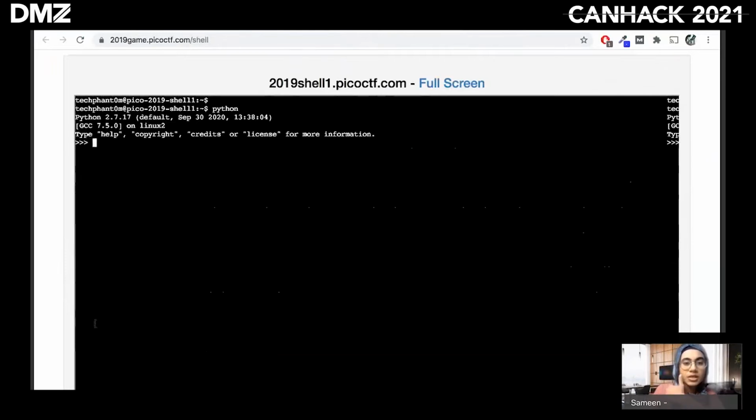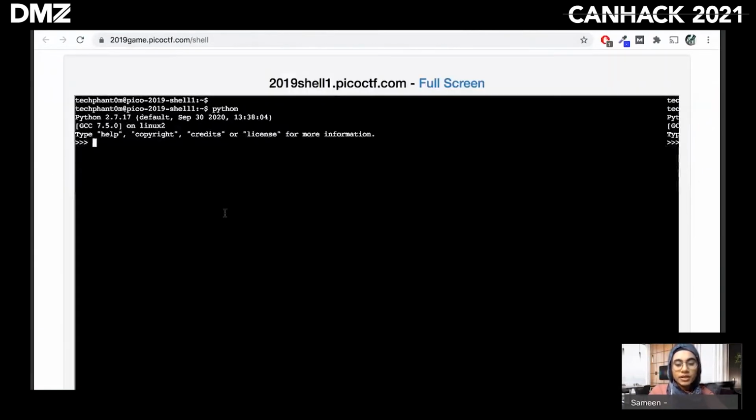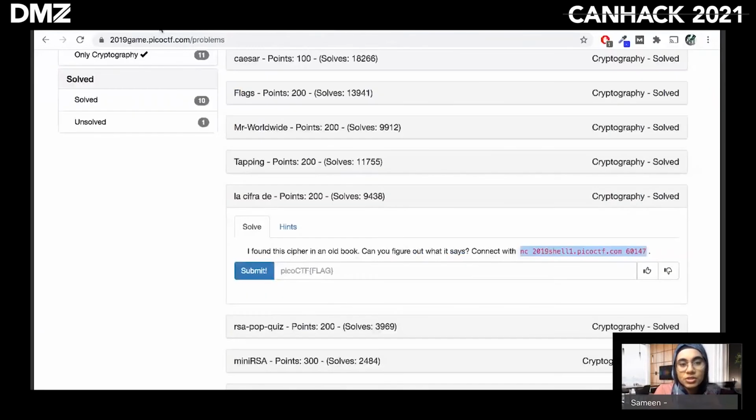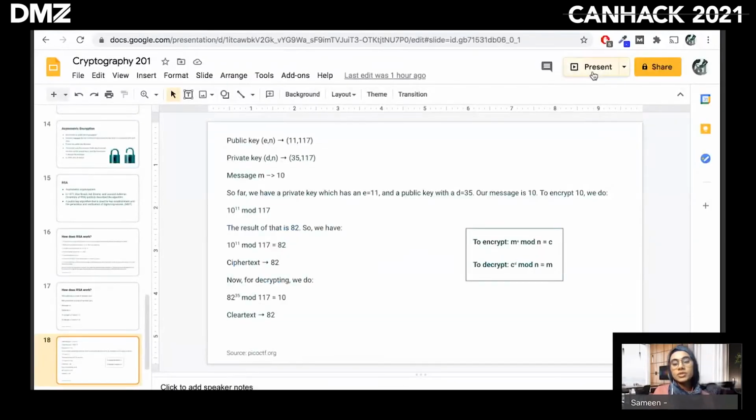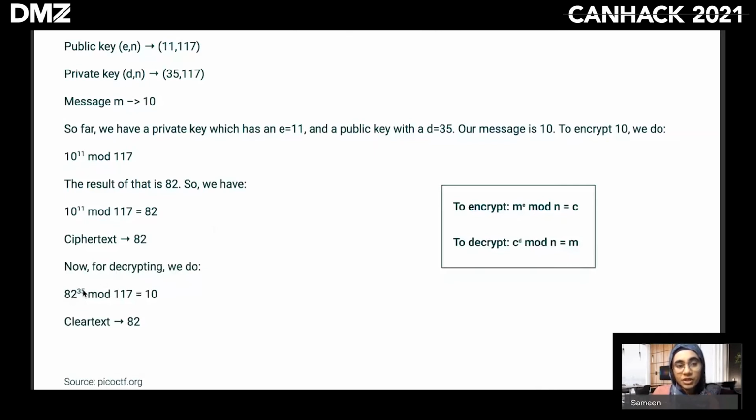Let's open up Python. To solve this mathematical equation, this is not a challenge, how you would do it in Python is, it's 10 to the power of 11 mod n. So we would do 10 to the power of 11, and for modulus, we use the percent sign, 117, and we should get 82. So our answer is 82. That's how you would solve a mathematical problem like this using Python. Then for decrypting, you would do 82 to the power of 35, d, remember, and then mod n, and we would get our original message that we sent, which was 10. So the encryption formula is right here, and the decryption formula is right here.